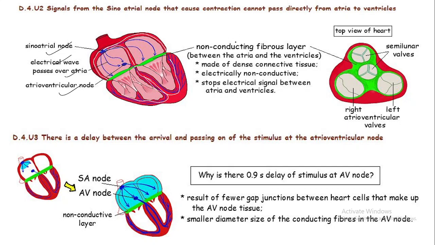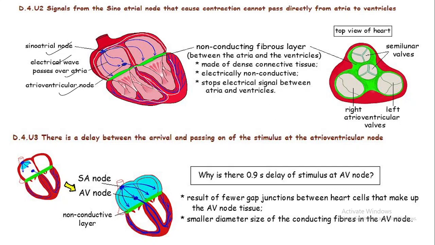The non-conducting fibrous layer between the atria and the ventricles, the green region that has been shown here, is made of dense connective tissue. It is electrically non-conductive and stops electrical signals between the atria and ventricles.